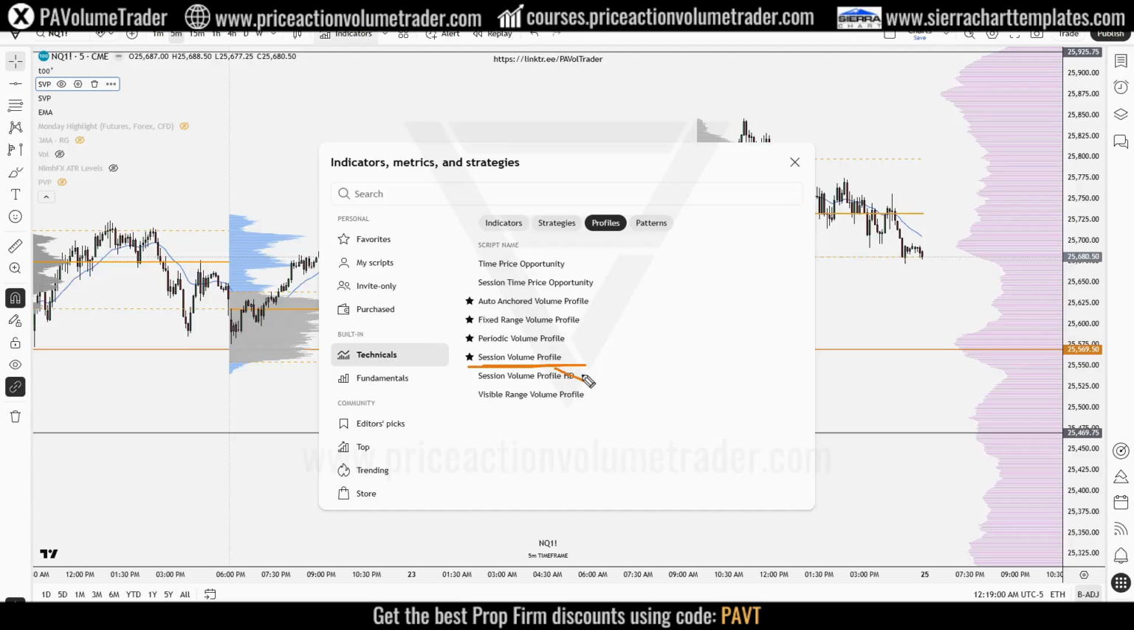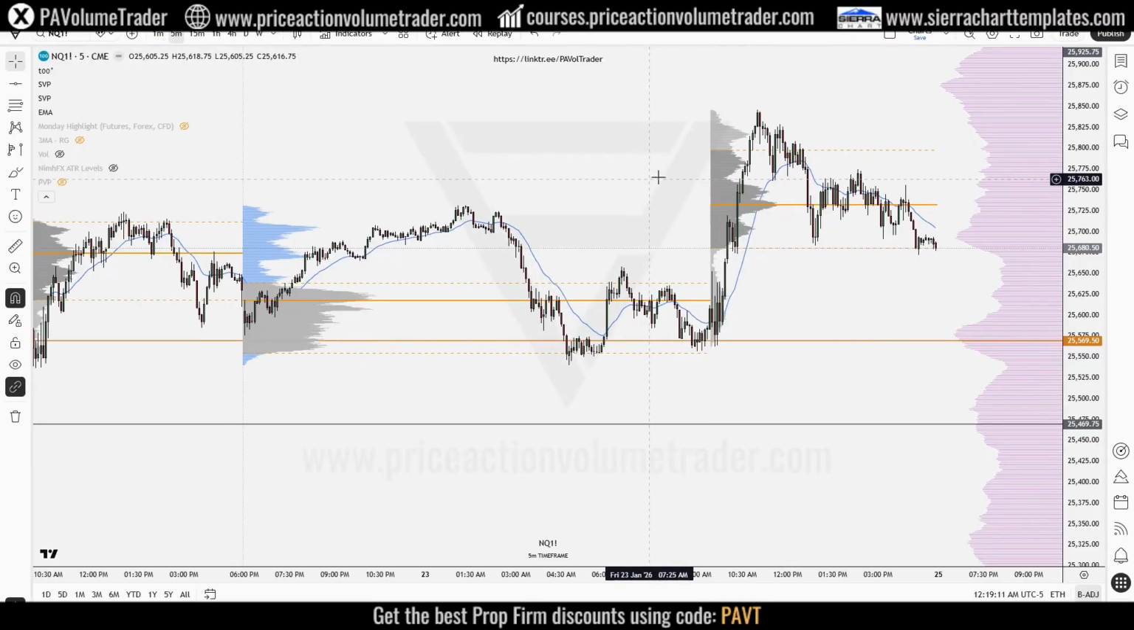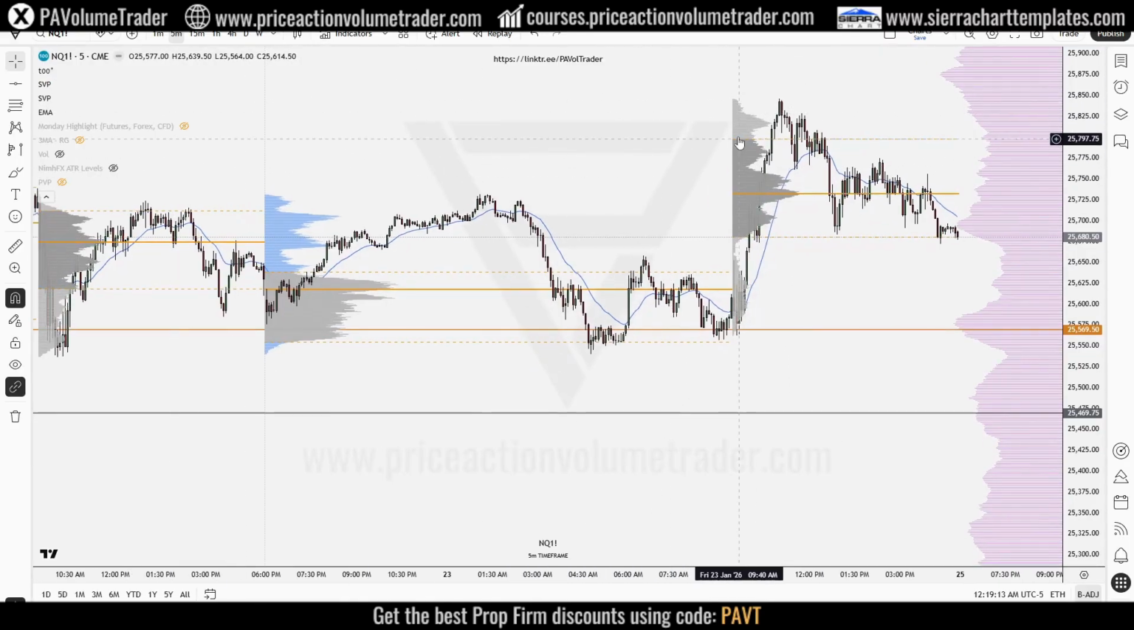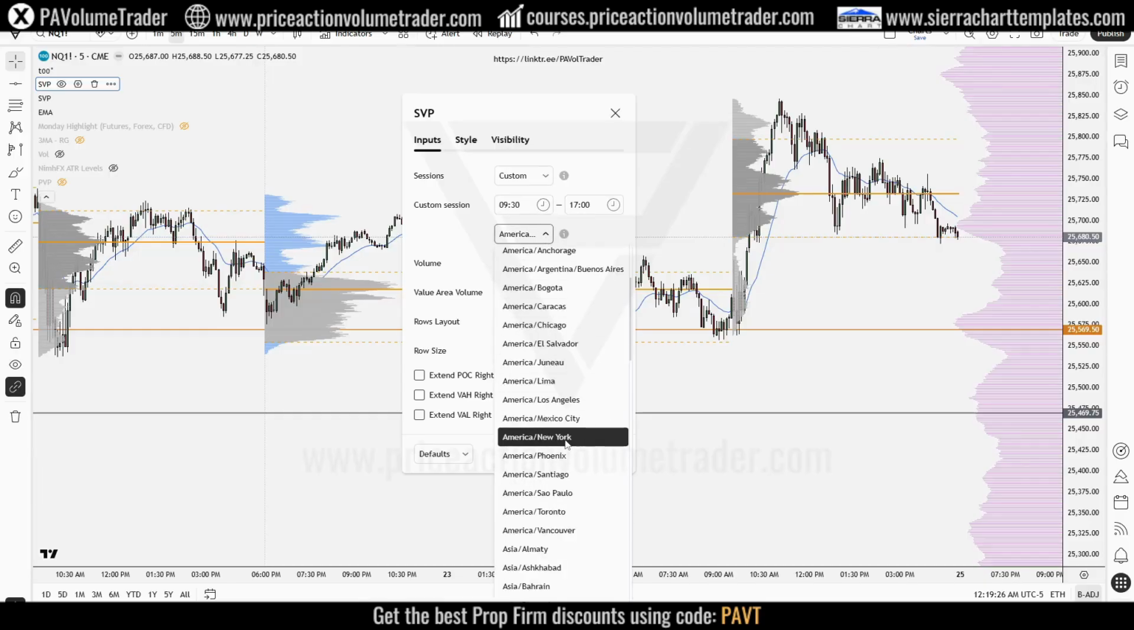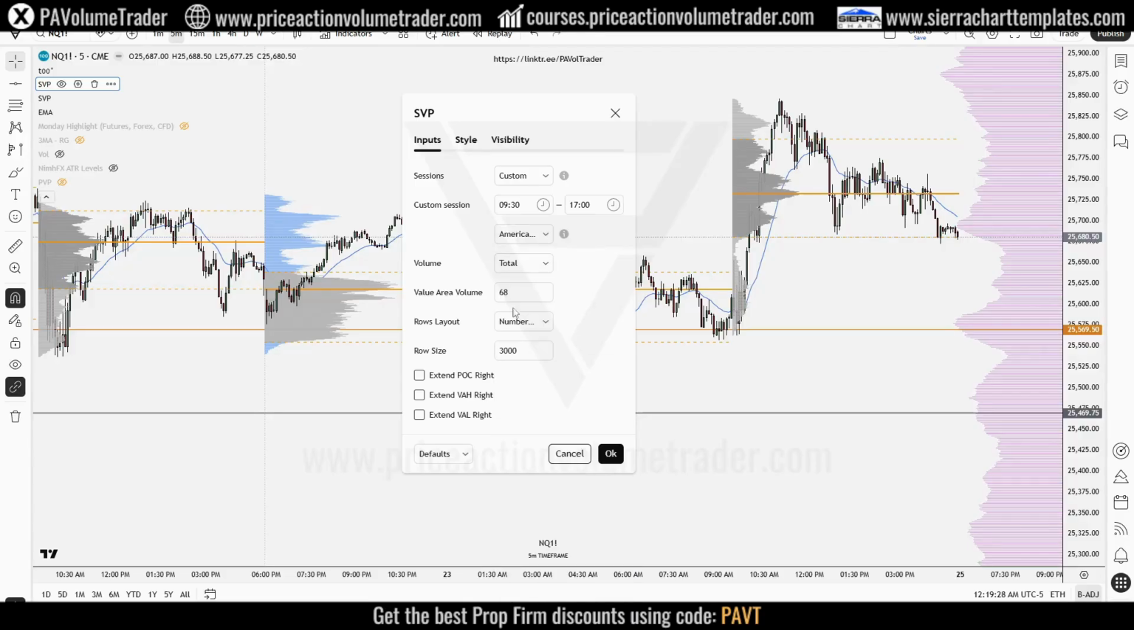I don't like to use the HD because the HD is going to automatically adjust the size of the rows based on how zoomed in or out you are. So I don't want that. So the first one is for regular trading hours, and I just select custom session and I put 9:30 a.m. to 17:00 New York time, Eastern time, and then the same settings as always.